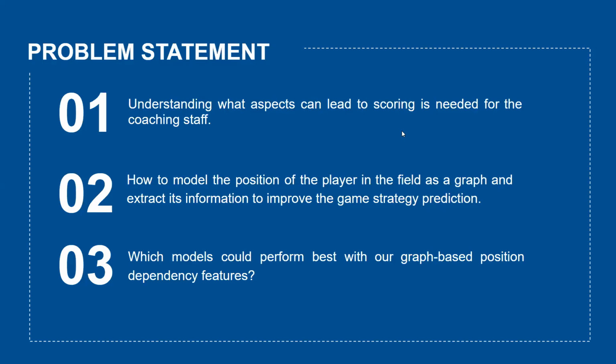So first, we'll talk about our problem statement. Understanding what aspects can lead to scoring is needed for the coaching staff. Thus, we would like to leverage the position information of the players in the field as additional information that can be used to improve game strategy prediction. But in order to do that, we model the position of the players in the field as a graph and extract the neighborhood information as graph-based positional dependency features. We also strive to seek more suitable techniques that fully utilize the neighborhood information.